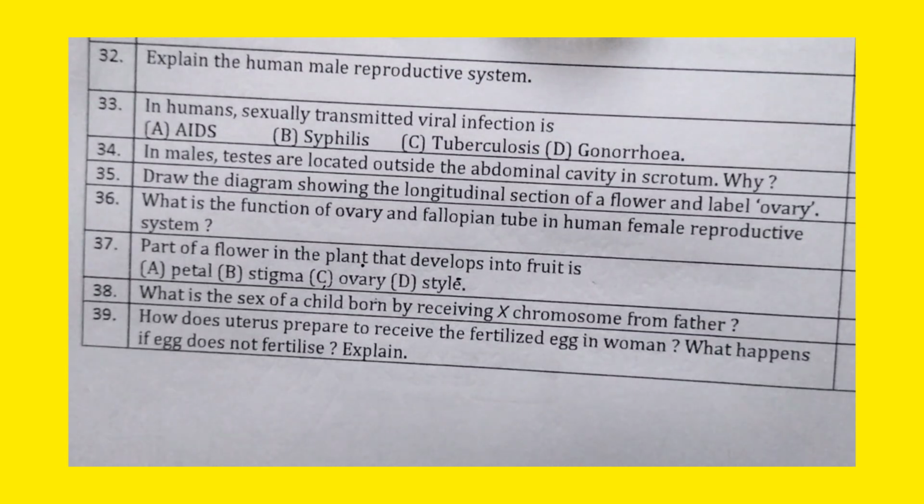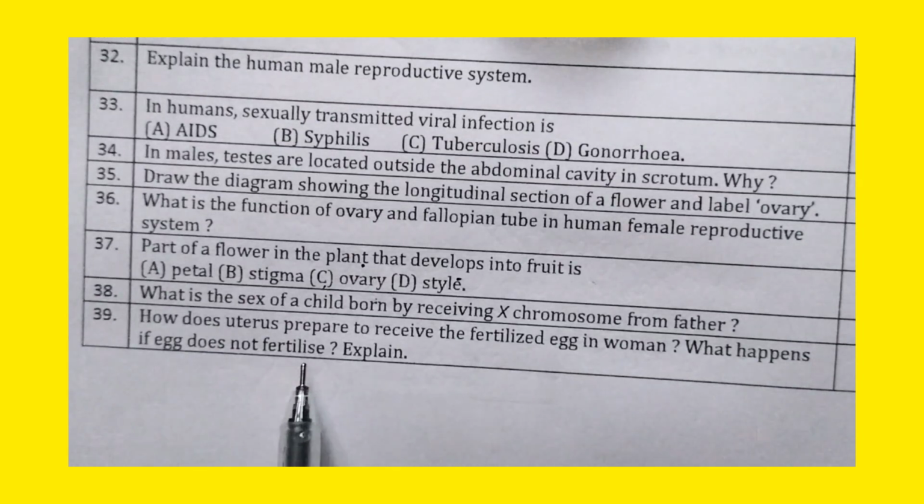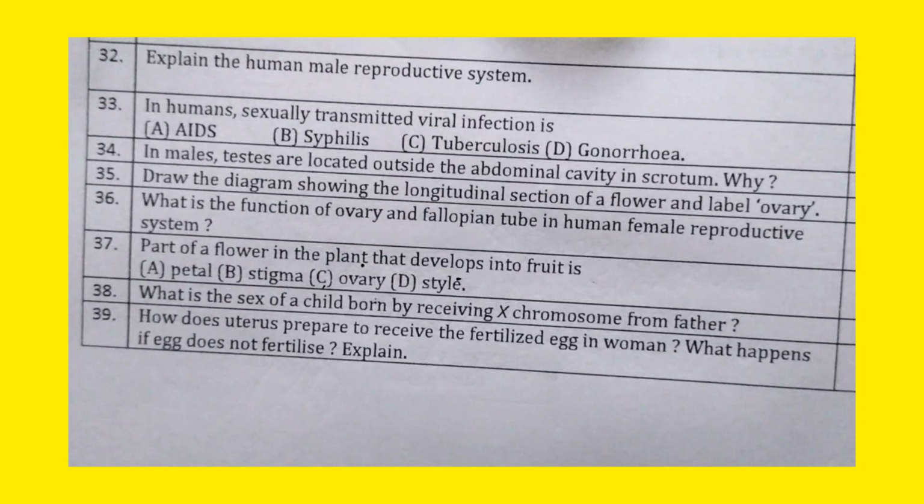So the 39th question is, how does the uterus prepare to receive the fertilized egg in a woman? What happens if the egg does not fertilize? Explain. Now let us answer; we have already answered this question.